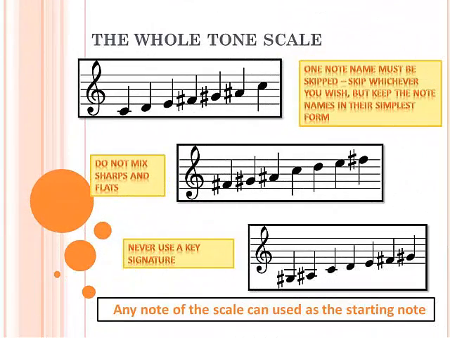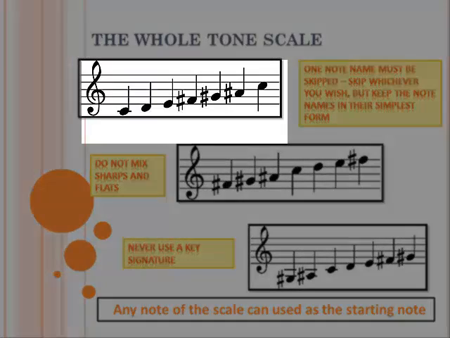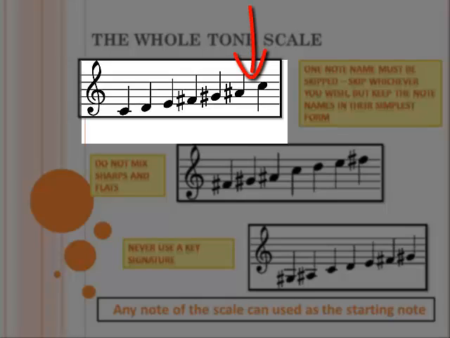These scales are all based on the C whole tone scale. The first one beginning on C is what we saw in the previous slide. This skipped note here is the B. This is what it sounds like.